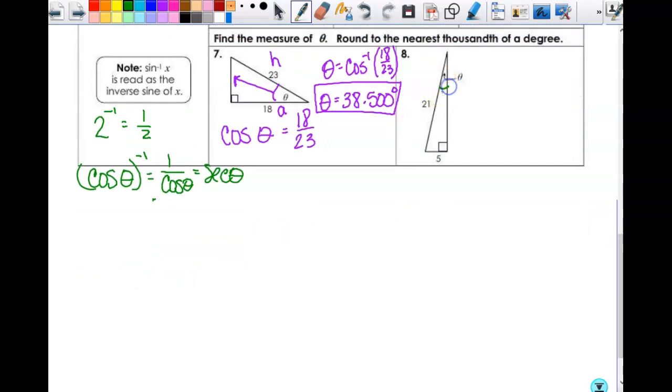It's okay. So then this is opposite. This is hypotenuse. Which trig ratio are we using? Sine. Yeah, we made those up. That's what happened. So the sine of theta is equal to the opposite, which is 5, over the hypotenuse, which is 21. So theta equals sine inverse of 5 over 21. I was going to have you do that one on your own, but I got distracted, so I just did it.